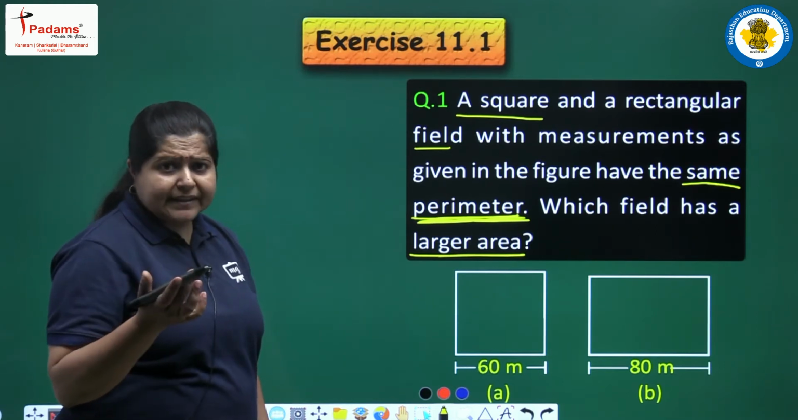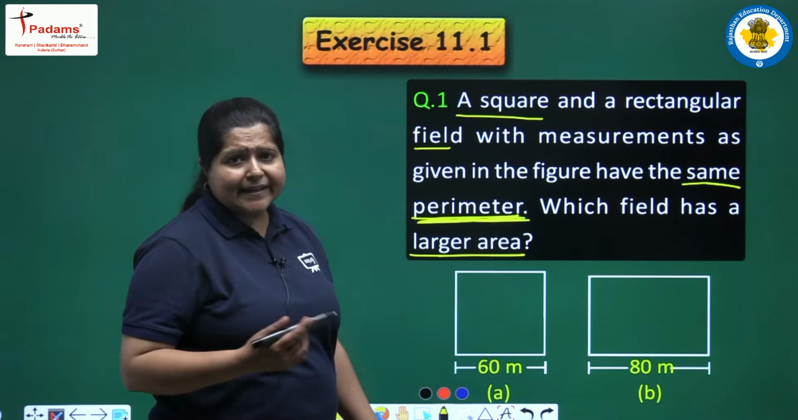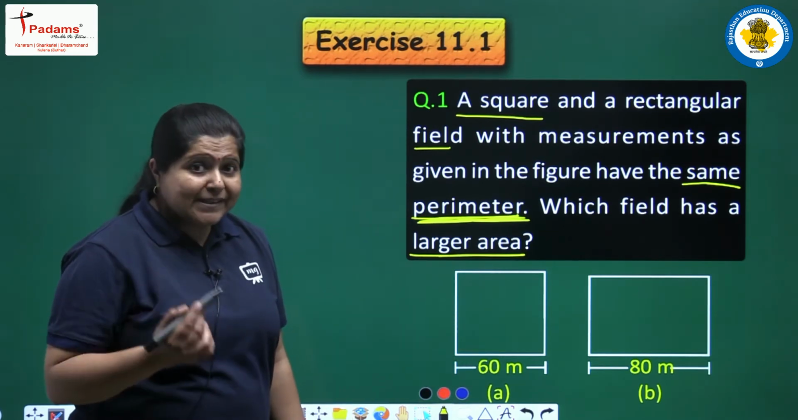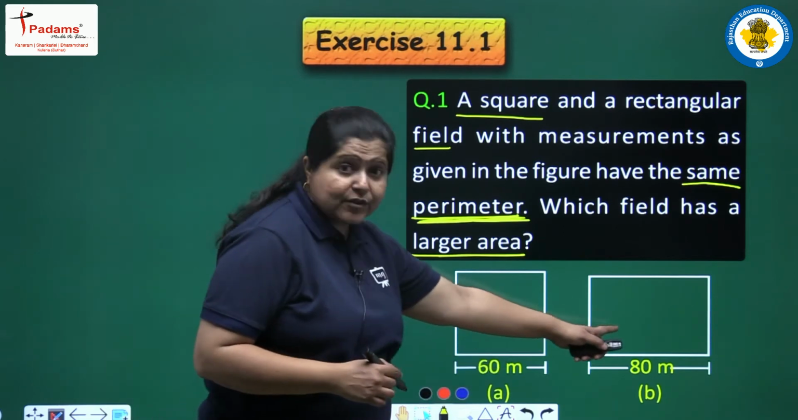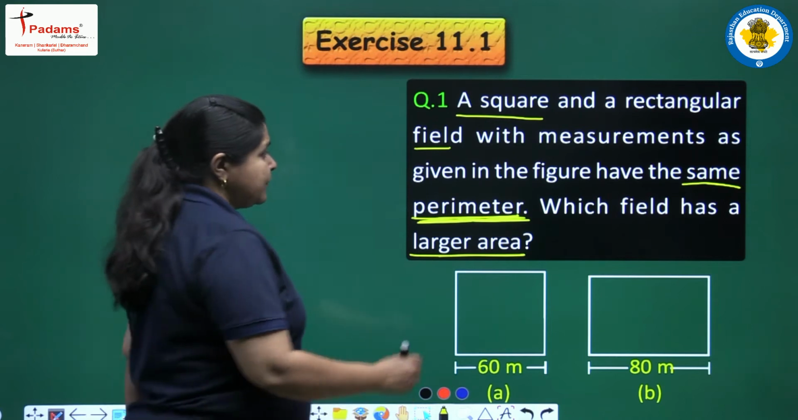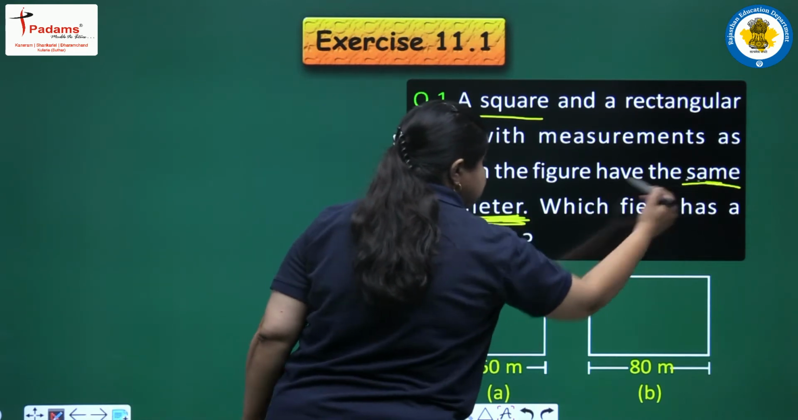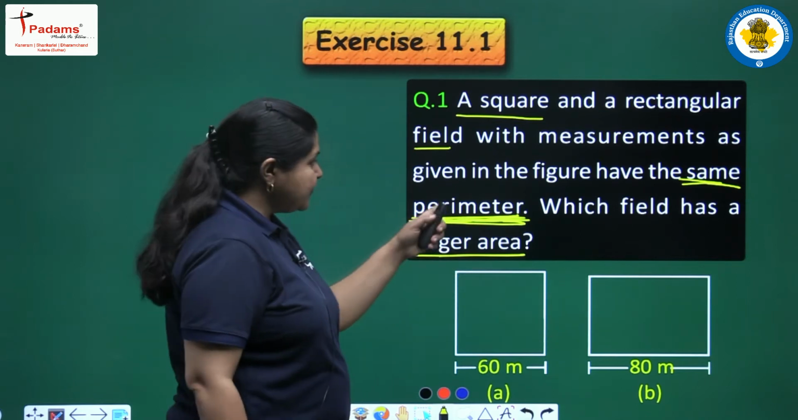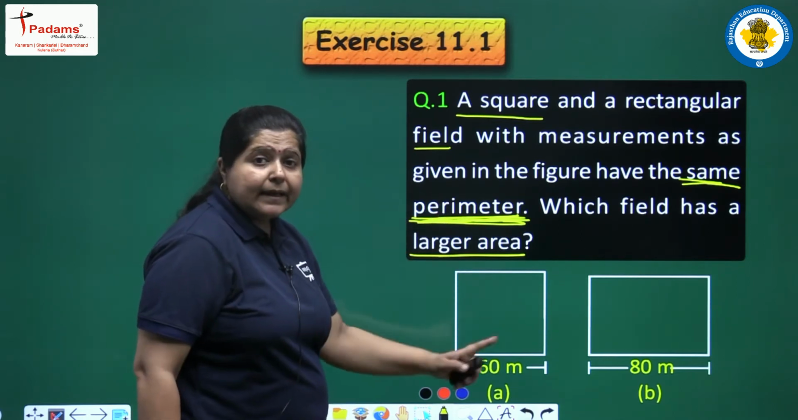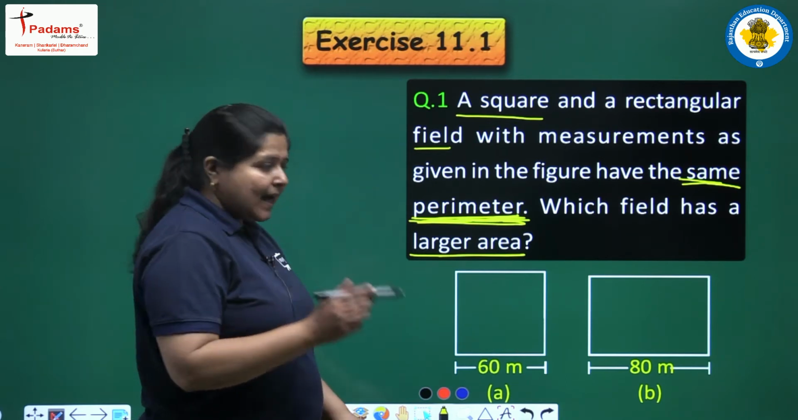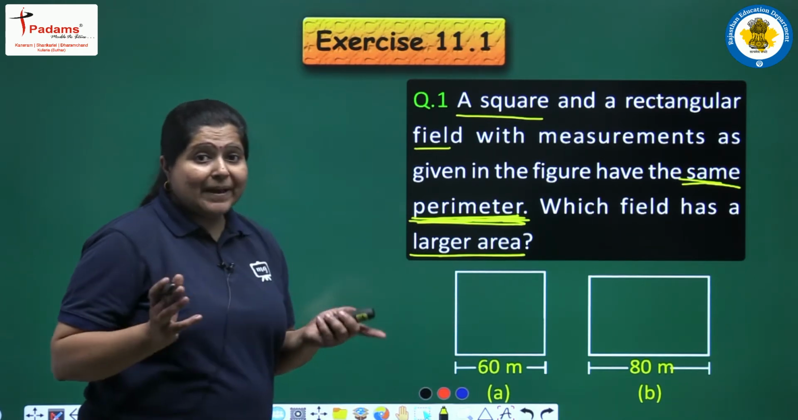अब एरिया हम जानते हैं. In case of a square it is side into side, in case of a rectangle it is length into breadth. But do we know the breadth in this case of rectangle? No. So first, with the help of this information, same perimeter, we will find the breadth of this rectangle. इस information को use करते हुए पहले हम इस rectangle की breadth find out करेंगे और जैसे ही breadth मिलेगी हम दोनों ही के area को compare कर सकेंगे.